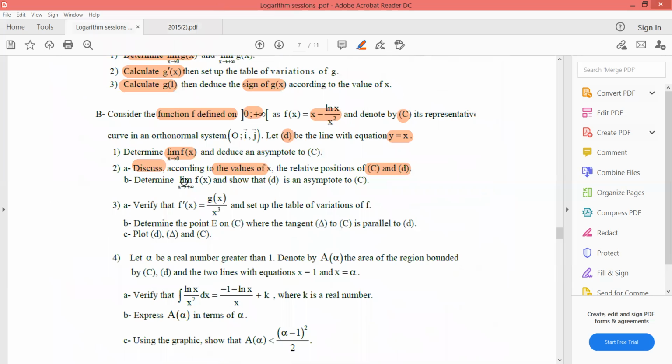Determine the limit of f(x) as x tends to plus infinity. How much is the limit of this function as x tends to plus infinity? ln x. How much is ln x over x squared as x tends to infinity? ln x over x is 0 as x tends to plus infinity. So ln x over x squared is 0. Therefore, as x tends to plus infinity, we get plus infinity minus 0, which is plus infinity.